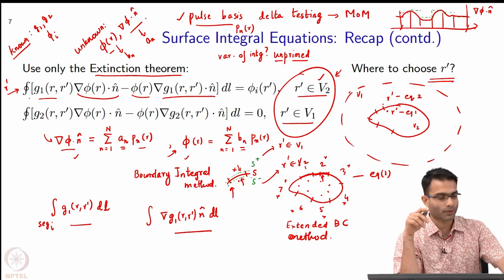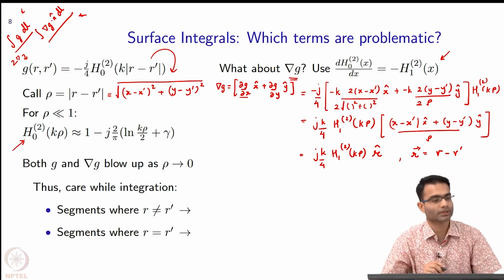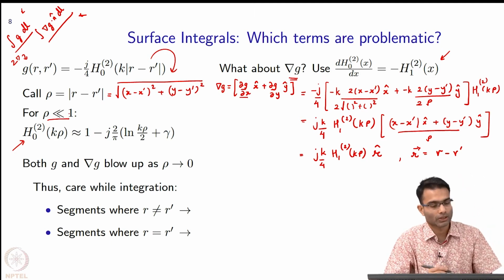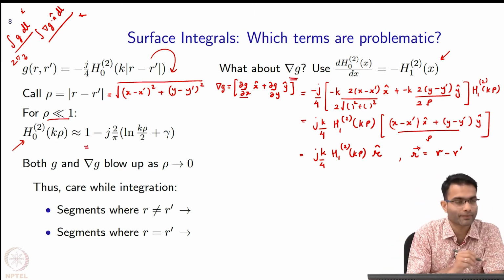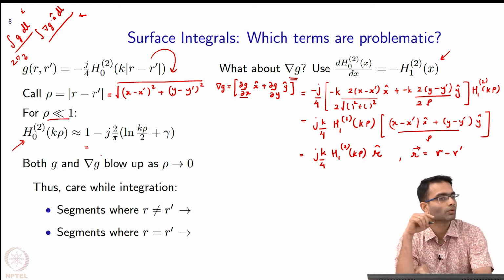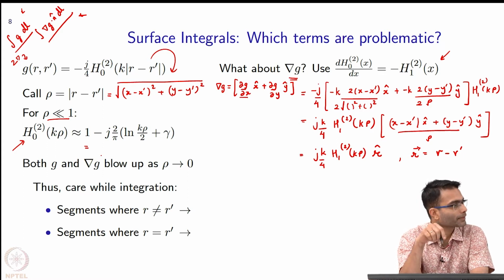So, at those points what will happen? This is for example how the Hankel function looks like for very small rho, and this is something you have already seen. It has a real part which is well behaved and has an imaginary part that looks like log of rho. And what is the value of log of rho as rho tends to 0? Minus infinity, right. So, this is going to be the problematic integral over here.